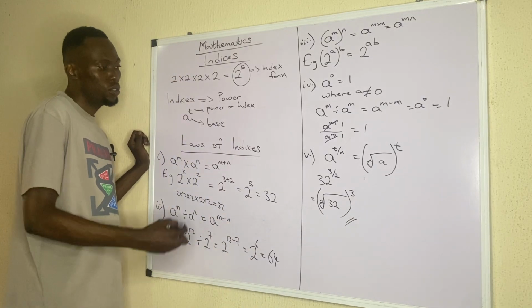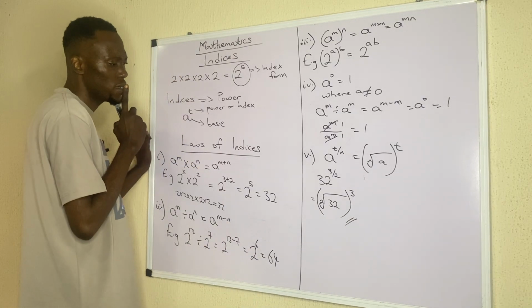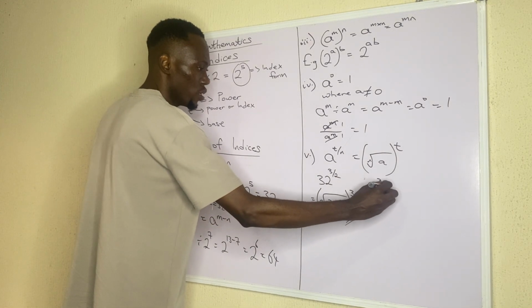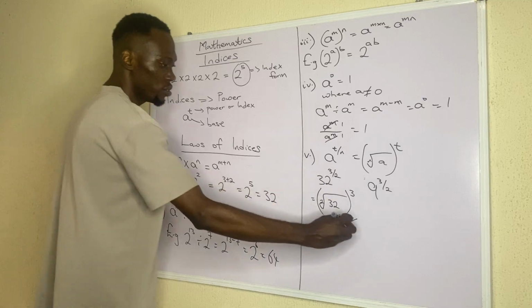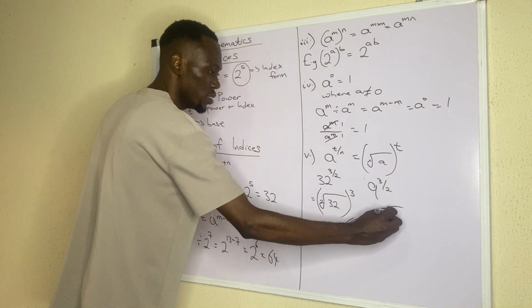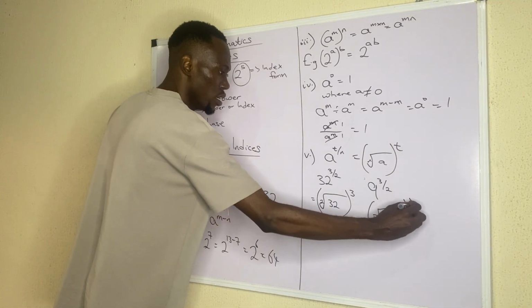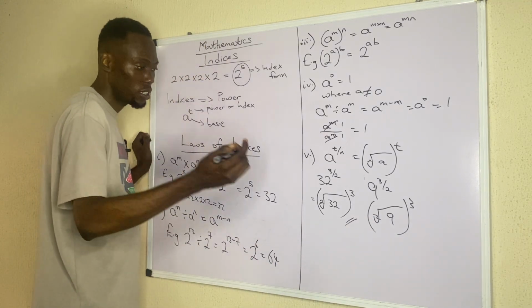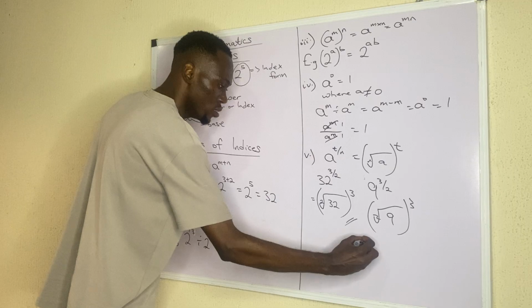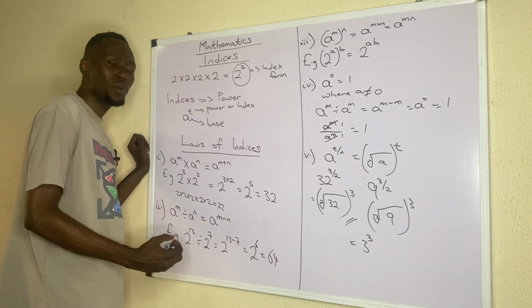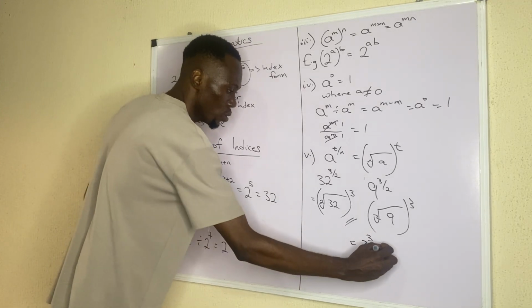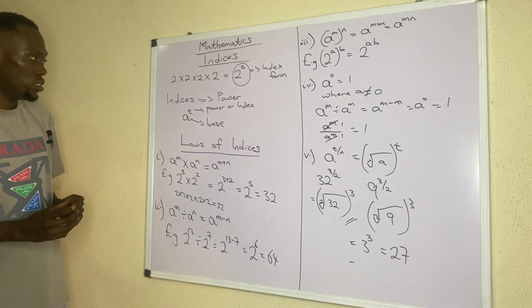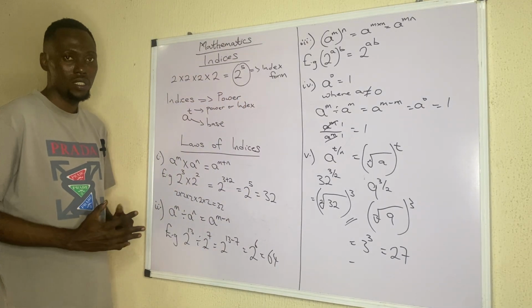Are we together? So what if I also have, let's say, 9 raised to the power 3 over 2, right? This will give me the second root of 9 raised to the power of 3. And we know that the second root of 9 will give me 3 because 3 times 3 is 9. So that will give me 3 raised to the power of 3. And 3 raised to the power of 3 is equal to what? 27. I hope with this you've understood the laws of indices.